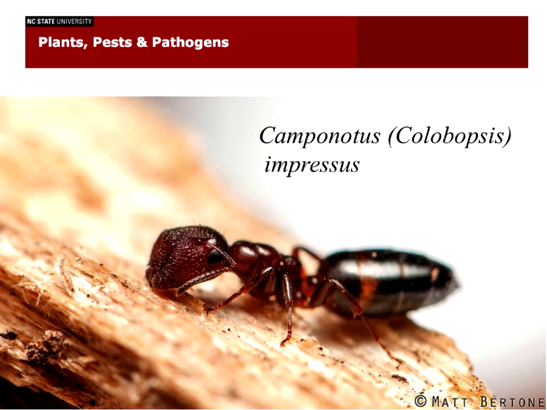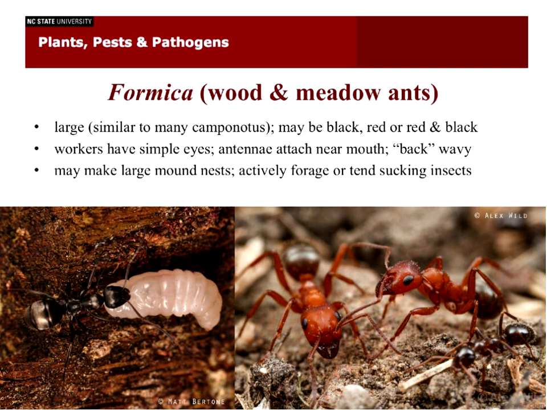Okay, moving on to the next genus, we've got Formica. These are the wood and meadow ants. They are large also, medium to large size, and superficially very similar to Camponotus carpenter ants. They're more often red and black, or just black, than carpenter ants. But if you look at them, there's some very distinct differences between the carpenter ants and Formica.